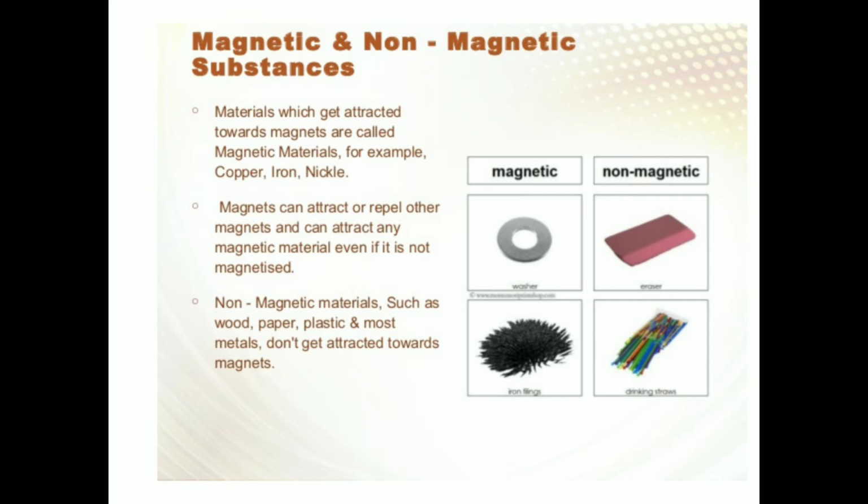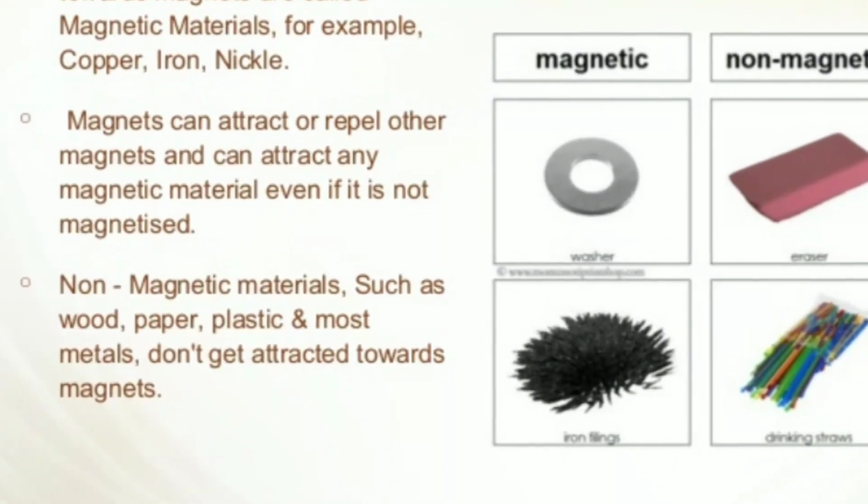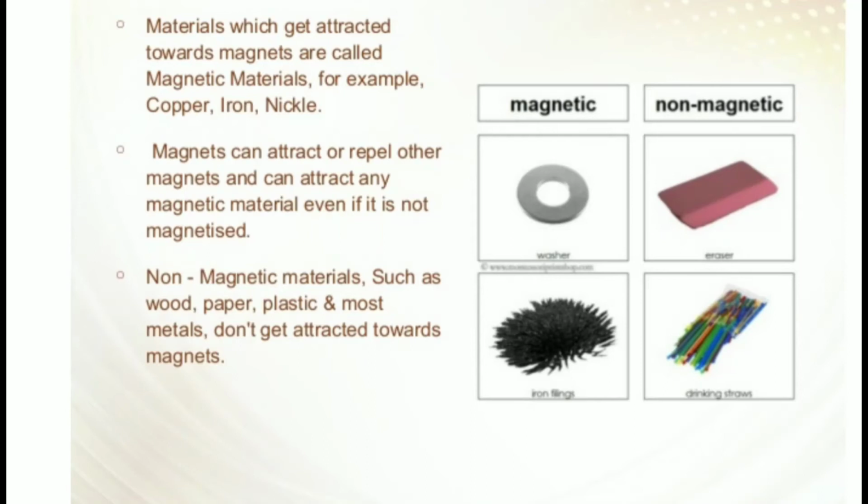So iron filings is given over here, that is a magnetic substance. The other non-magnetic substances can be any paper, wood, plastic, and most of the metals which are not attracted by the magnet.